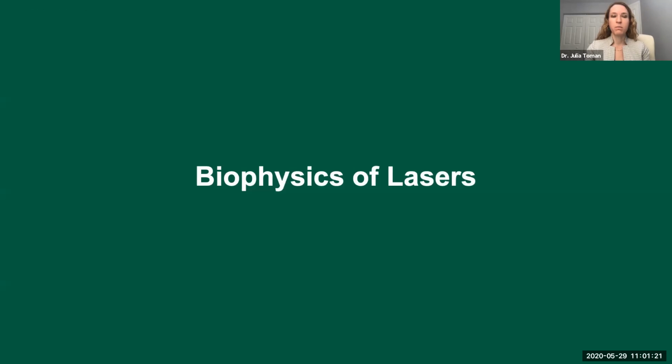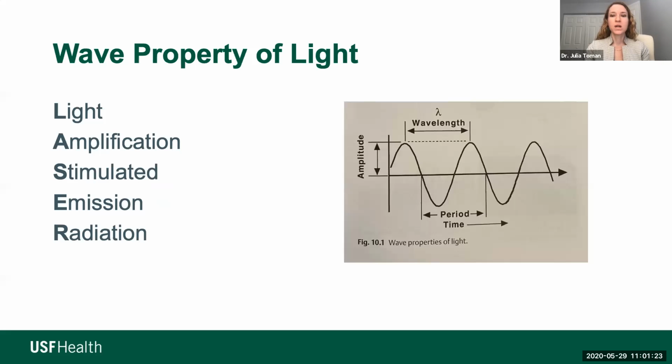So first we'll go into the biophysics of lasers. So laser is actually an acronym. It stands for light amplification by stimulated emission of radiation. And lasers emit light energy that travels in a very specific waveform. The wavelength is the distance between the two peaks, as you can see in the picture. And the amplitude is the height of that peak, and that's related to the intensity. The frequency is the amount of time required to complete one cycle, or the period of time between a peak to a peak.